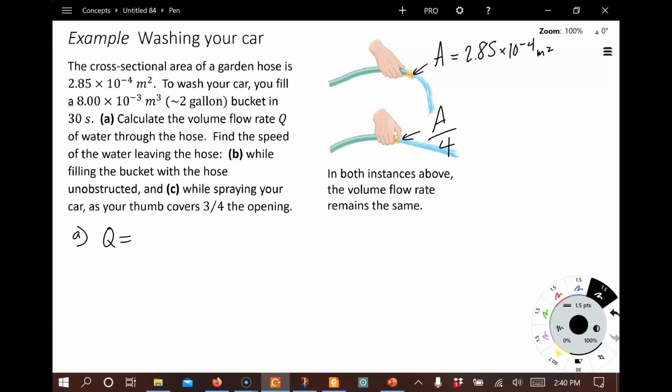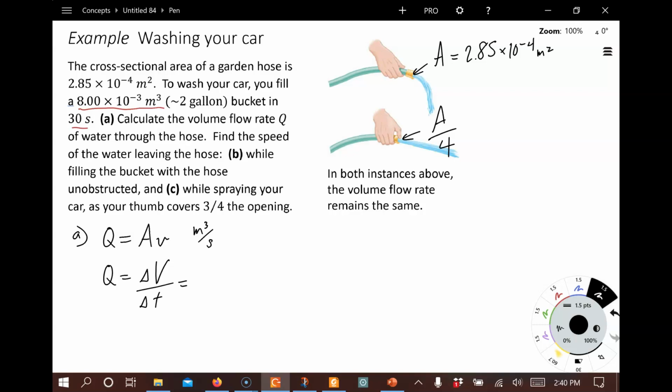But then we're given some more information here. To wash your car, you fill a bucket that has a certain volume, and it takes you a certain amount of time to fill that bucket. So in terms of thinking about Q as being the area times the speed of flow, we don't know what the speed is. That's okay, because Q can also be thought of, what are the units of Q? Q is volume, meters cubed per second, volume flow rate. Q is also, by definition, equal to the amount of volume that flows in a given amount of time. Change in volume per change of time.